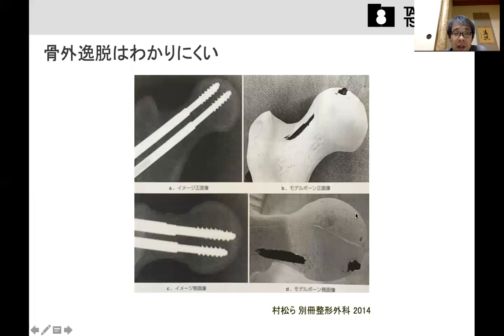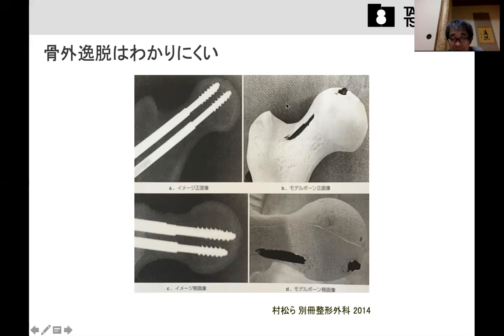So this is another topic. Extraosseous insertion of the screw is sometimes difficult to identify intraoperatively. Because in this anterior view and the lateral view, it looks like the screw is inserted within the bone.